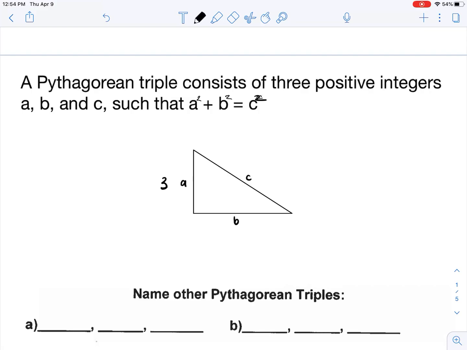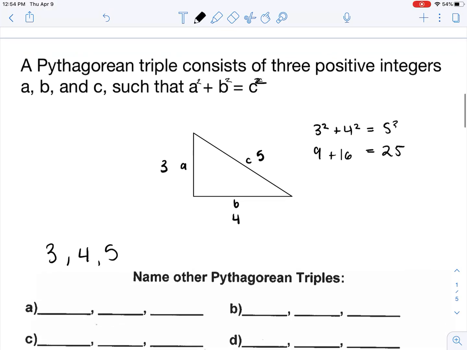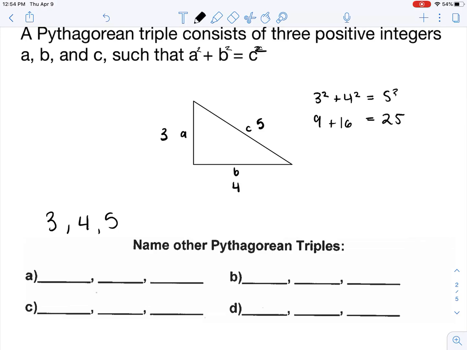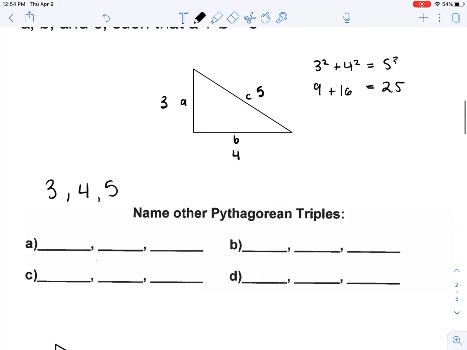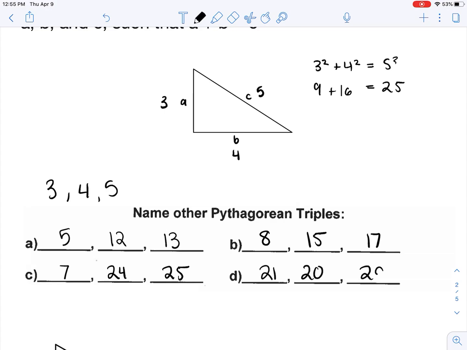The most popular one that you will see is 3, 4, 5, because 3 squared plus 4 squared equals 5 squared. What makes Pythagorean triples special and how they help us solve problems is not only do the triples work, but all their multiples. We'll talk about that more in just a second. 3, 4, 5 is the most popular one, but others that you should memorize include 5, 12, 13; 8, 15, 17; 7, 24, 25; and 21, 20, and 29.